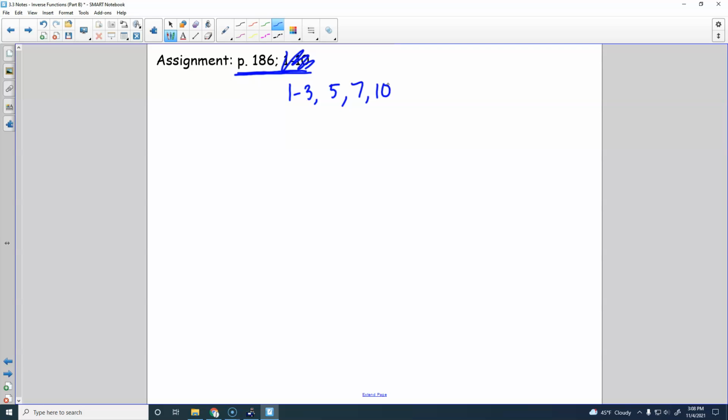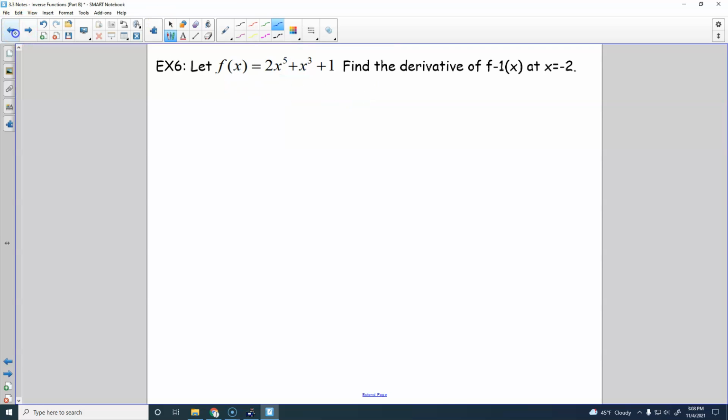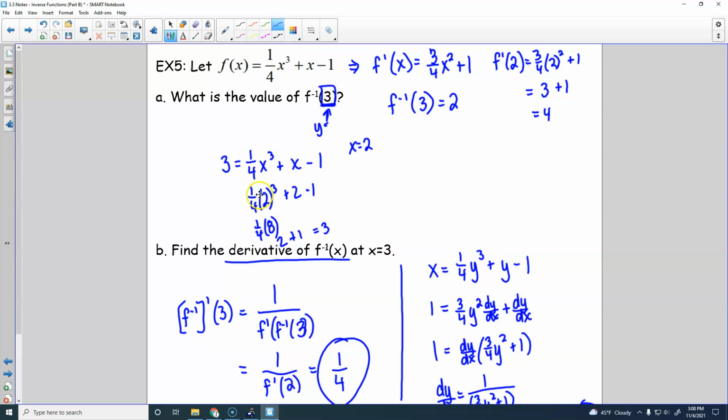So the problems are like this problem that we did here. It's not going to tell you that you've got to find that inverse value, but you have to find that inverse value first, and then you can either use the formula or use implicit differentiation. Probably the formula is a little easier.